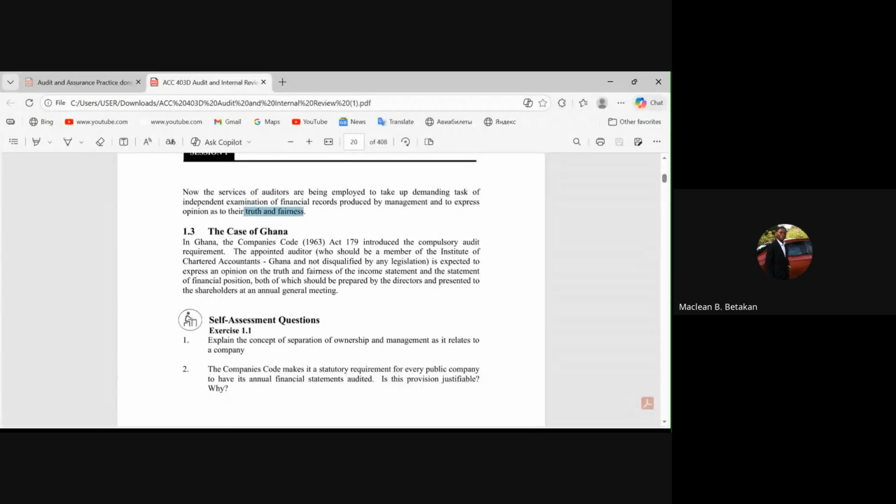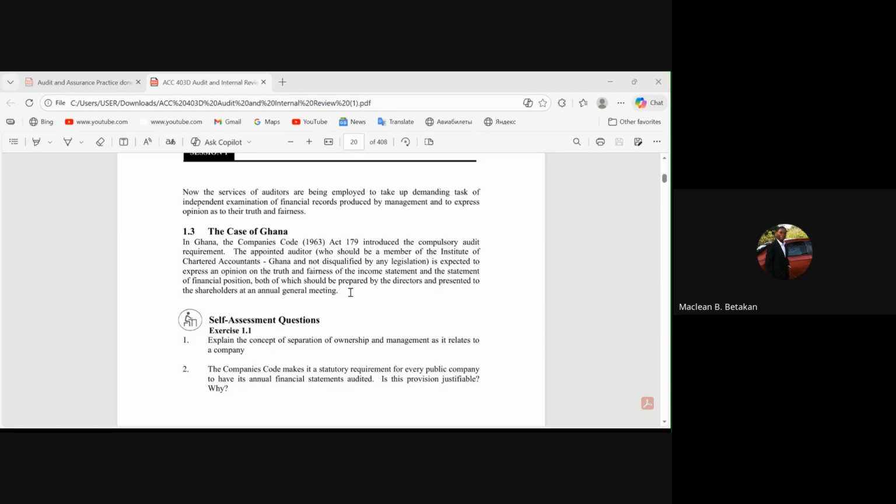We don't use this code anymore. Even though it's in the book, it has not been revised. We don't use this code. So this code is revised. We can say that the current code requires companies to appoint qualified auditors. So far as you've registered as a company, it requires you to appoint qualified auditors.